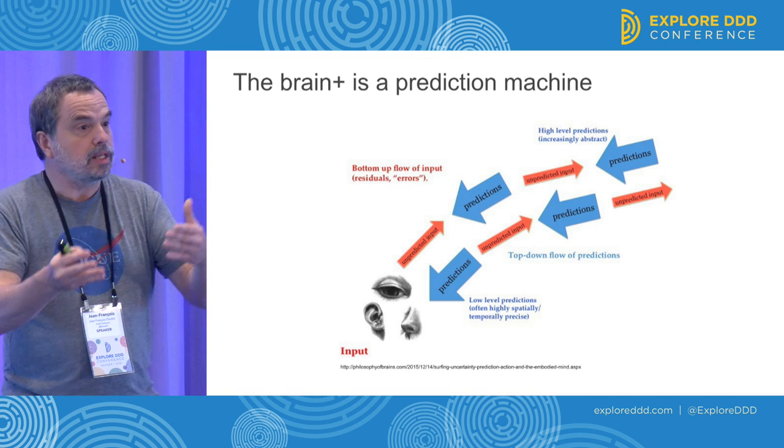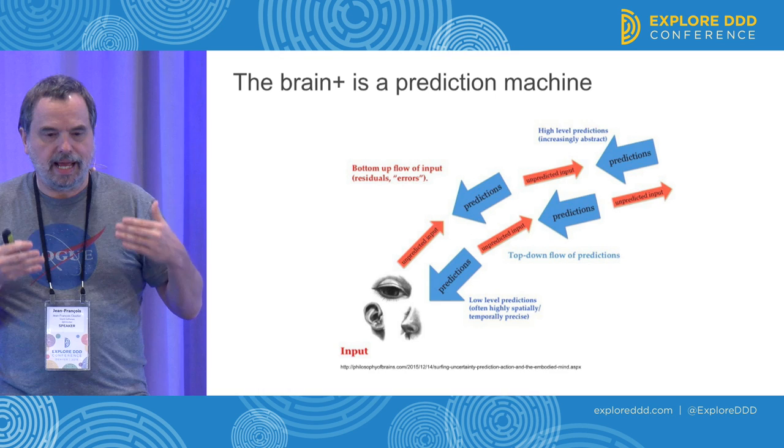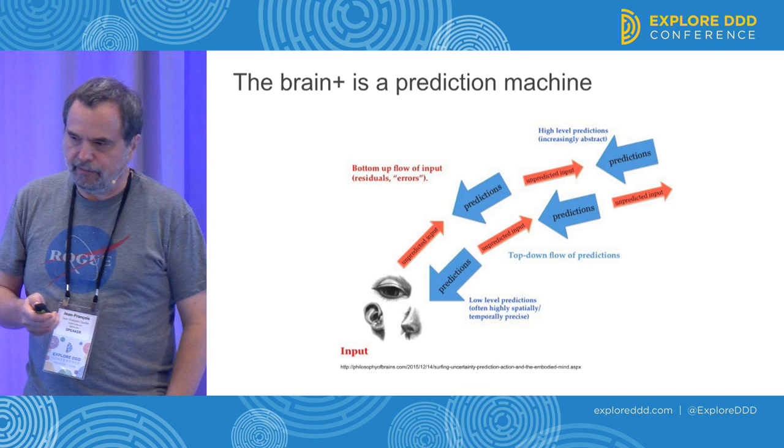Right? So the brain as a prediction engine is the core idea behind predictive processing. And that was really interesting.